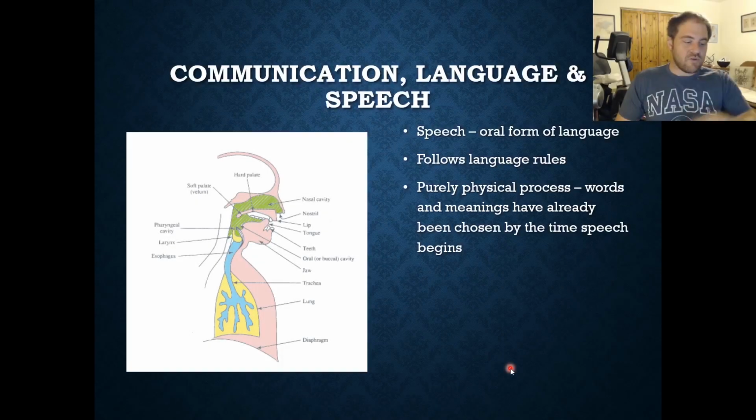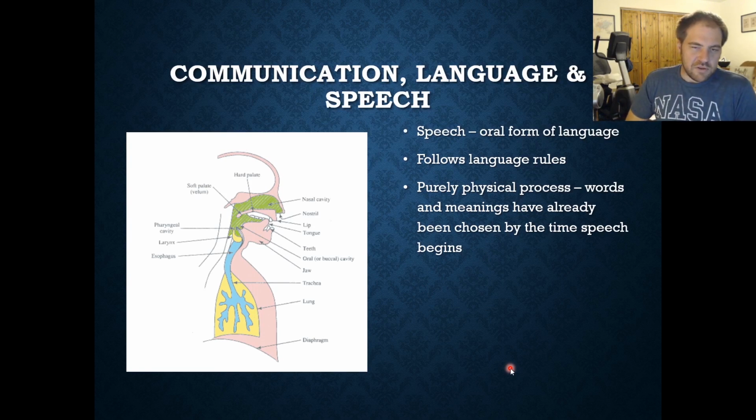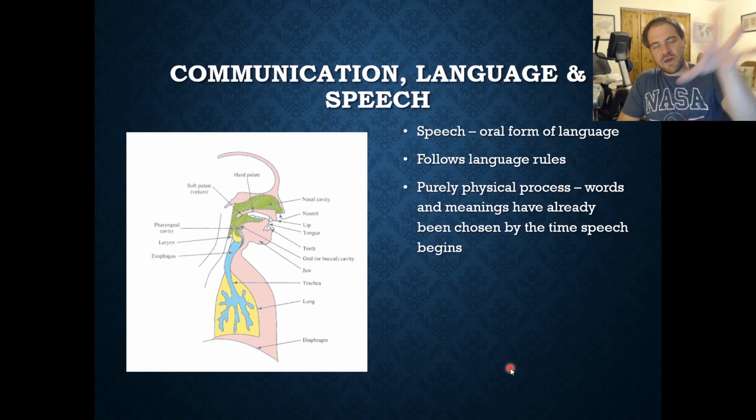So we're going to kind of change gears here, and we'll talk about just what we need for speech and communication. Like we said, speech is the oral form of language. That's mostly what we're going to talk about in this class when we talk about communication. It follows our language rules, and it's purely a physical process. We talked about the word choice and everything being a mental process, and speech is a physical process.